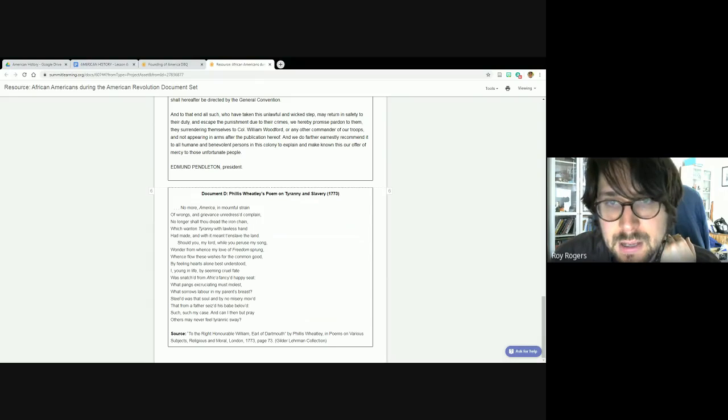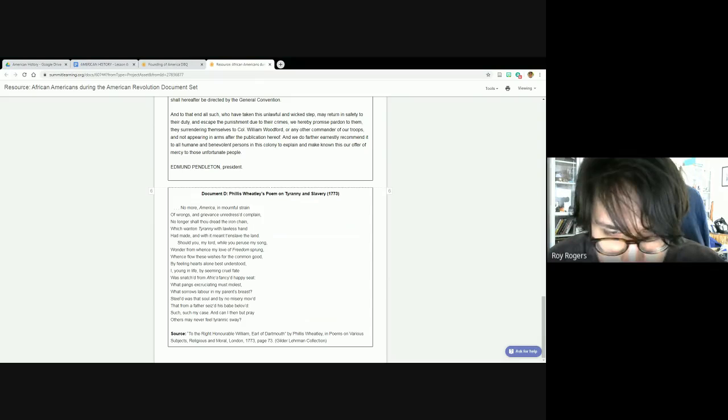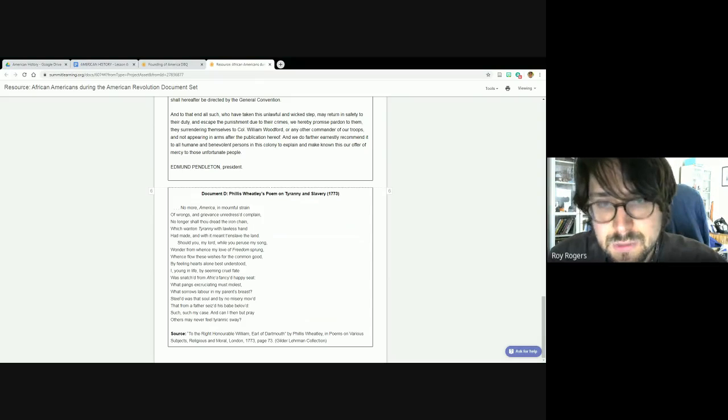No more America in mournful strain, of wrongs and grievances unredressed complain. No longer shall thou dread the iron chain, which wanton tyranny with lawless hand had made, and with it meant to enslave the land. Should you, my lord, while you peruse my song, wonder whence my love of freedom sprung, whence flow these wishes for the common good, but feeling hearts alone best understood.